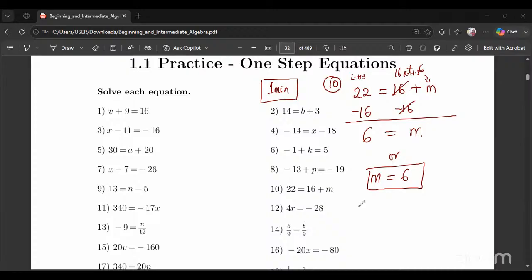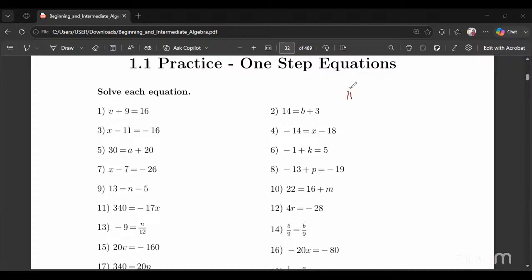Now, we want to take it a little bit forward. We want to be doing some other operations, which is like division and multiplication. So let's do question 11. So right about now, we're having question 11. We have 340 is equal to negative 17x.